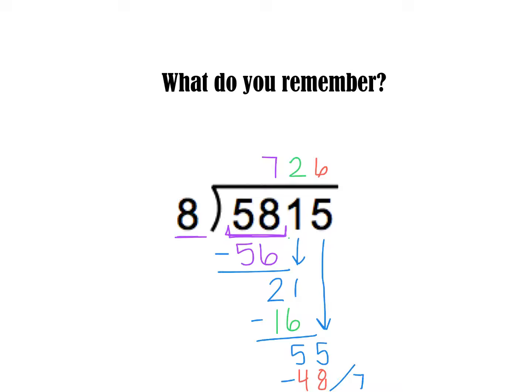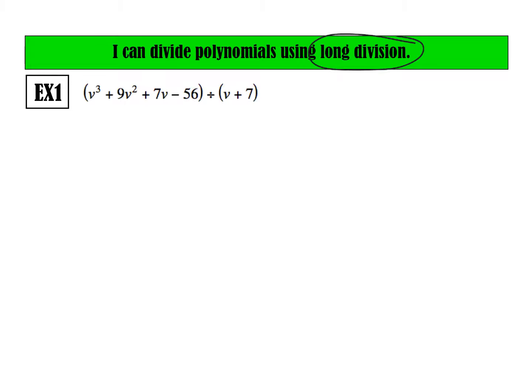And 8 cannot go into 7 anymore, so you used to put remainder of 7, but what we're actually going to do is say plus 7/8, because we're taking 7 and dividing it by 8. So our remainder goes in the numerator, and what we're dividing into it goes in the denominator. So the correct answer is 726 plus 7/8. So the reason we walk through that process is because we're going to use this exact same thinking to divide polynomials.